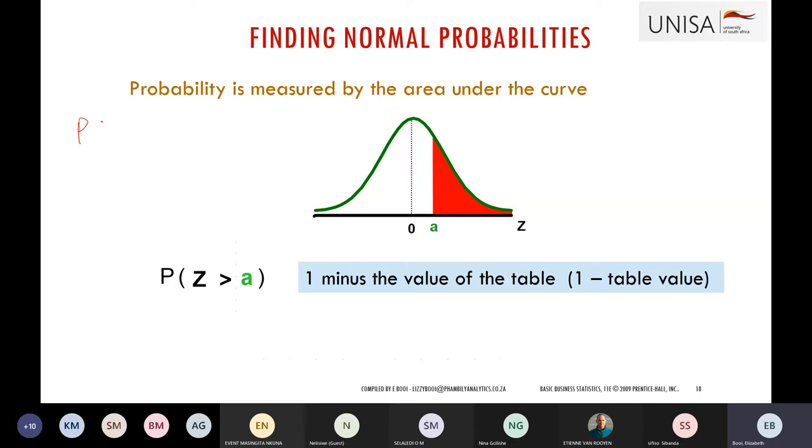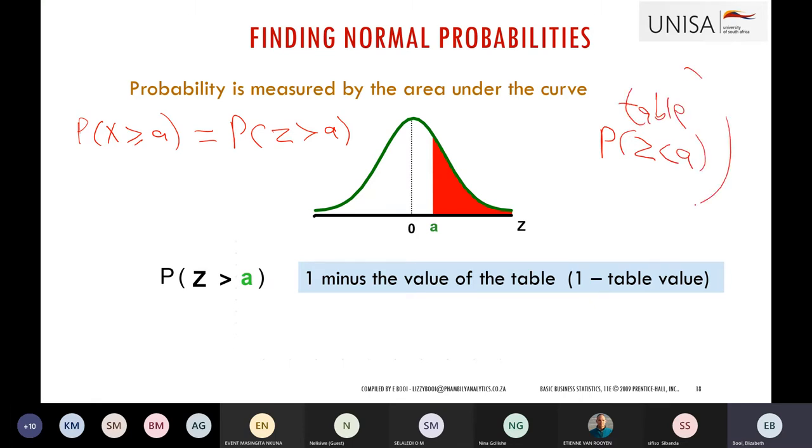So also, if they say, what is the probability that z or x is, let's use x, at least, which is greater than or equal to a value, so if we need to find the probability of x greater than or equal to a value, it will be the same as finding the probability of z greater than a value. One and the same thing. So the greater than or equal and the greater than mean the same because we're working with cumulative values. But now, we know that the table contains the probability of z less than a value.